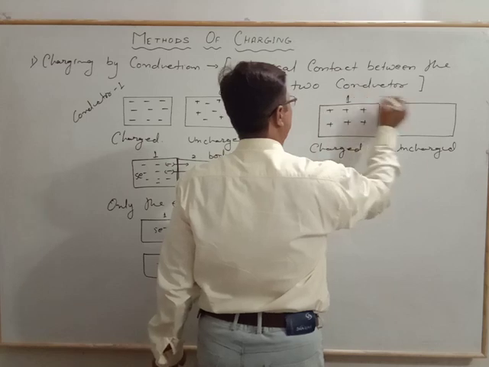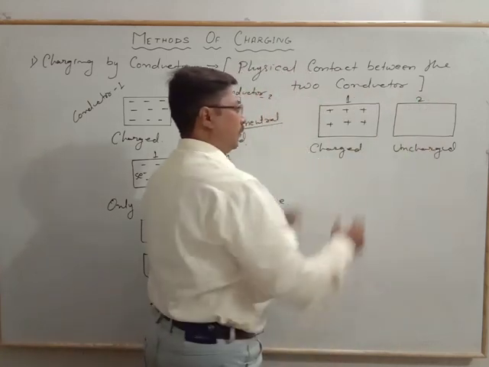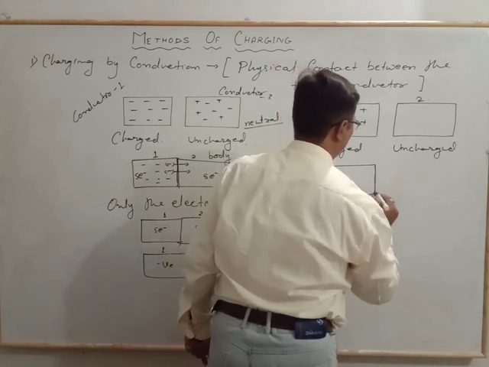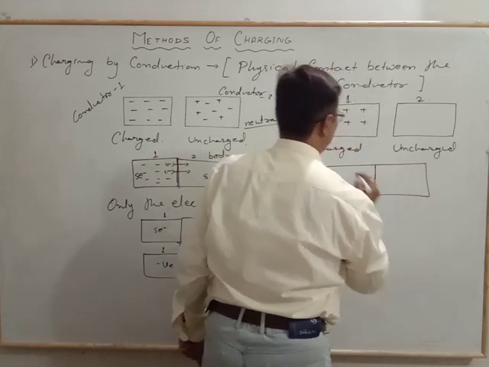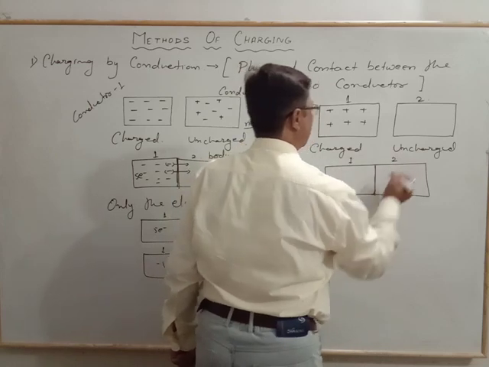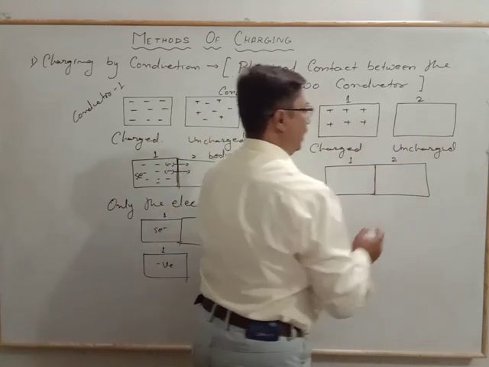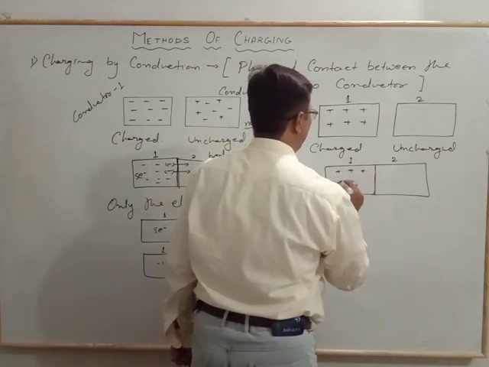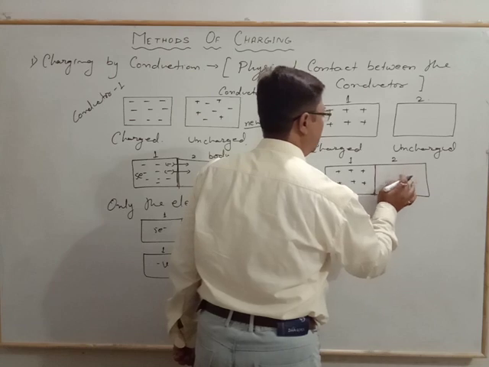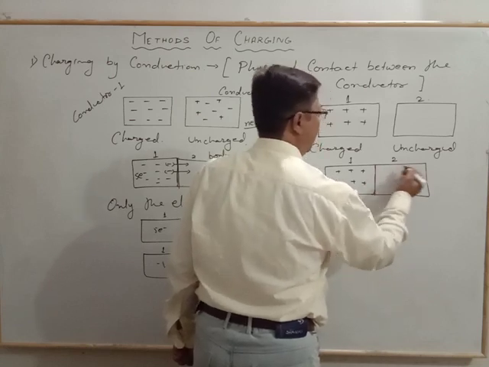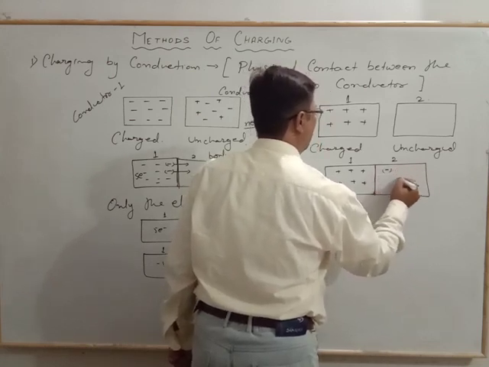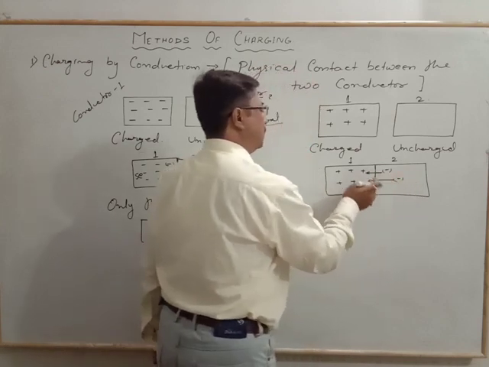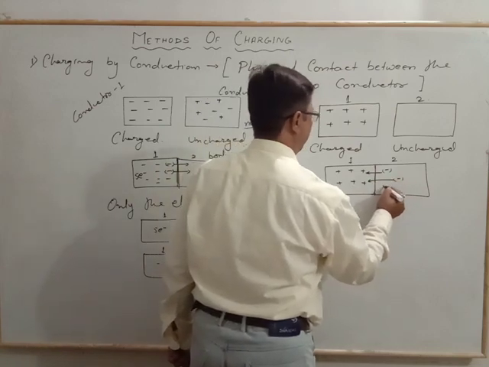One is this conductor 1, this is conductor 2. When we bring them together, all of you try to understand, this is the one and this one is the second. When they come together and make contact, we will see that some of the electrons from the uncharged one, which has free electrons, will move and make a counterbalance, or a neutralization, with that of the other one.